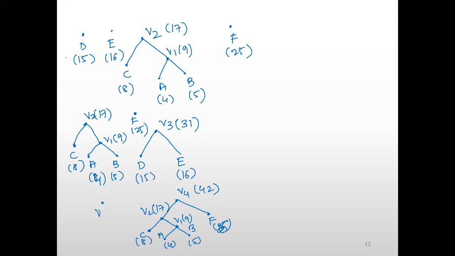Hence, here we have V3. V3 is 31 and V3 is gained by adding DE with the values 15 and 16. Now finally, we have two weights 31 and 42. Hence, in the final stage, we are going to get the root node and it is represented as R.